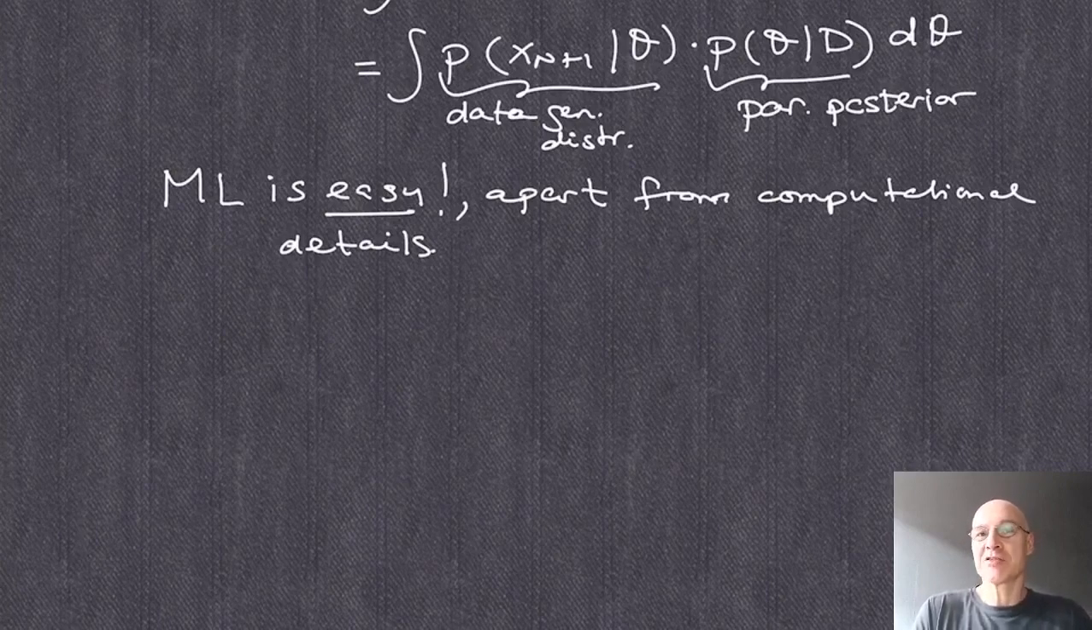You make some model assumptions, and from there on the game is pre-specified. You don't have to come up with a smart parameter estimation algorithm. You don't have to come up with a smart prediction algorithm. The probability theory will derive it for you. So that's the essential part here.